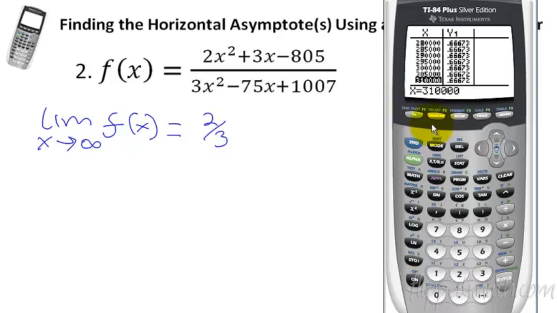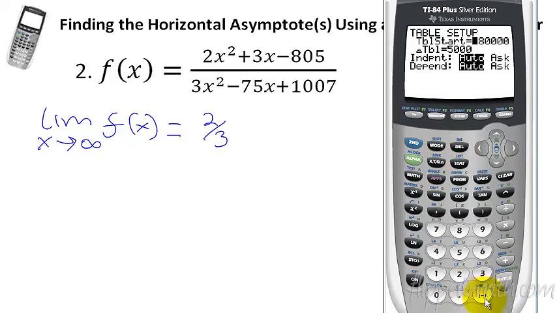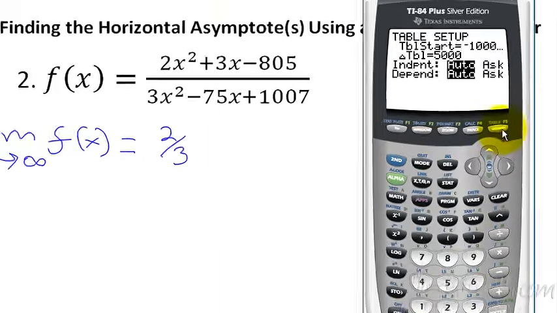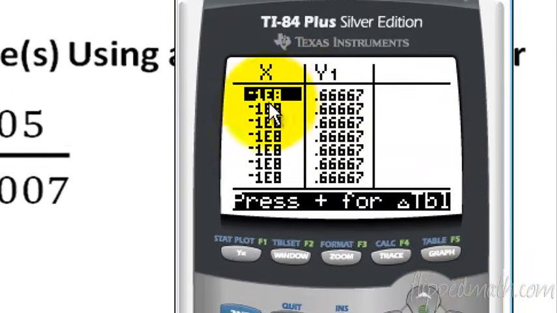Well, how about the left side? Let's go back here and set up my table. This time, how about I start off at negative, really big number. I don't know, let's just type in a bunch of zeros and hit enter. That would be good enough. And then second table, and there we go.